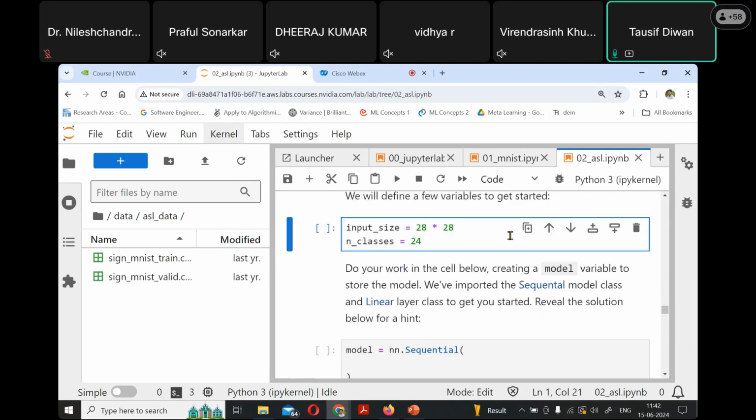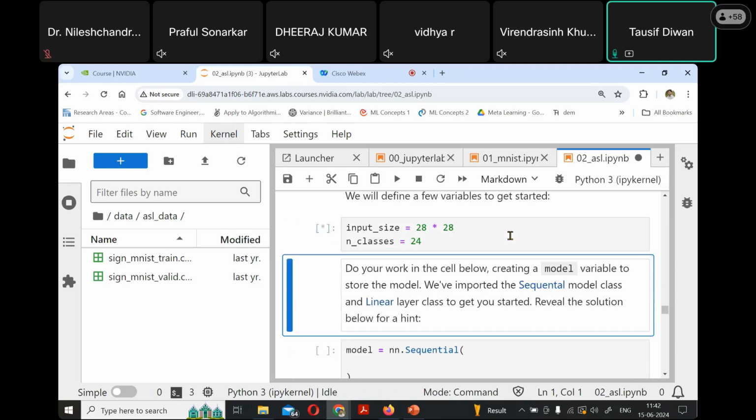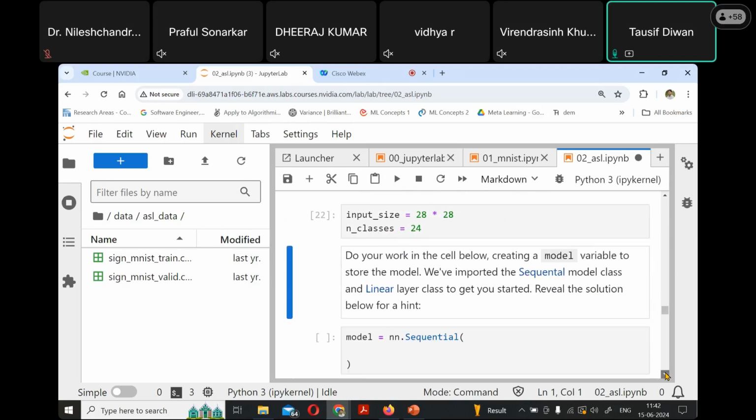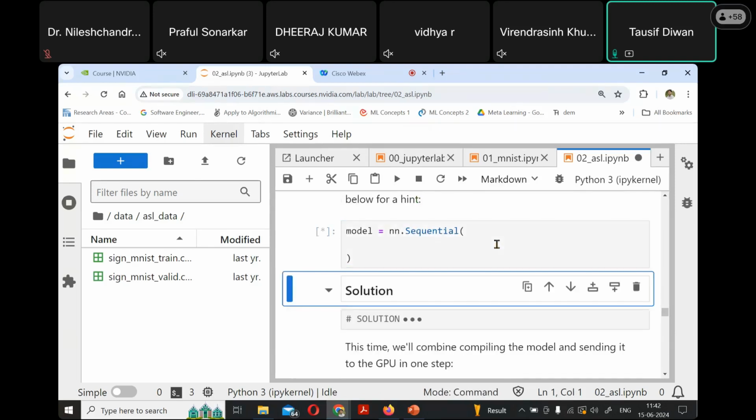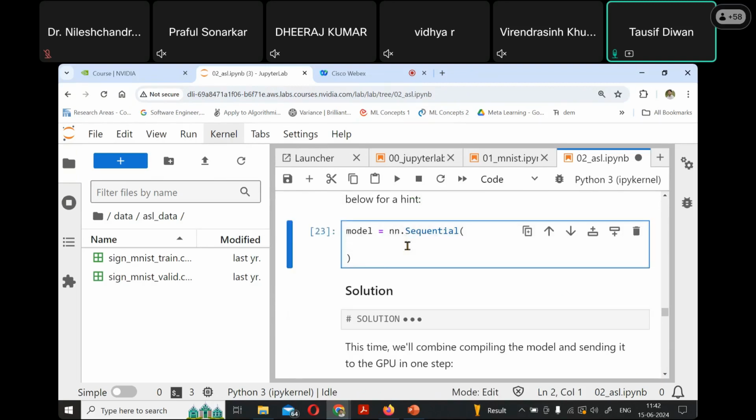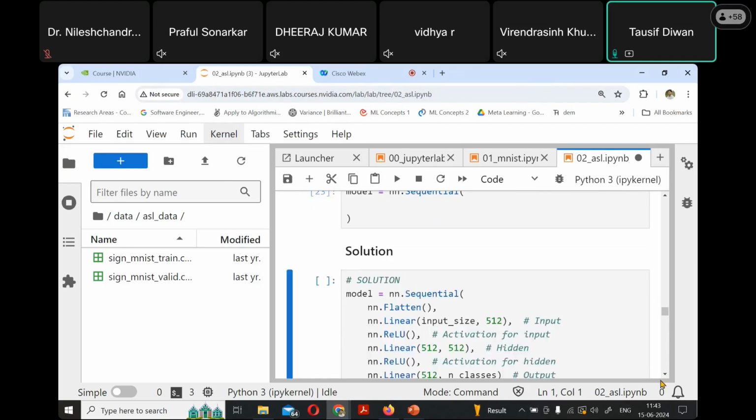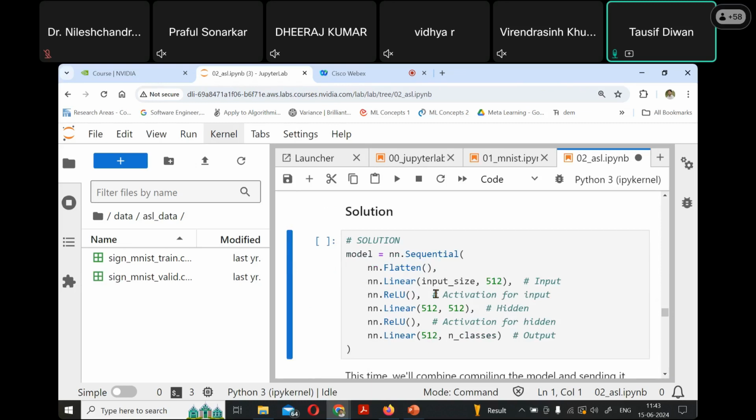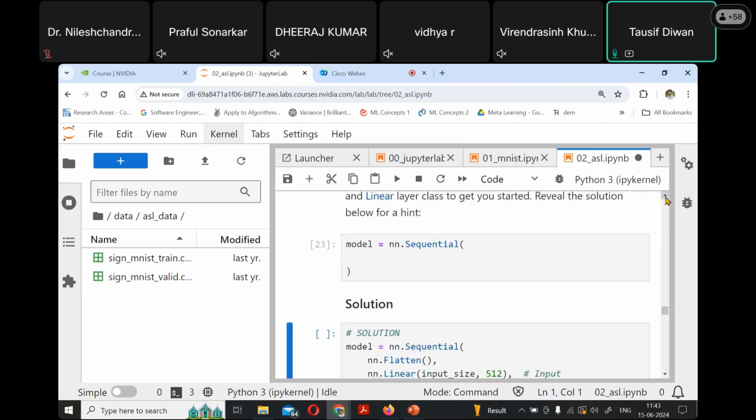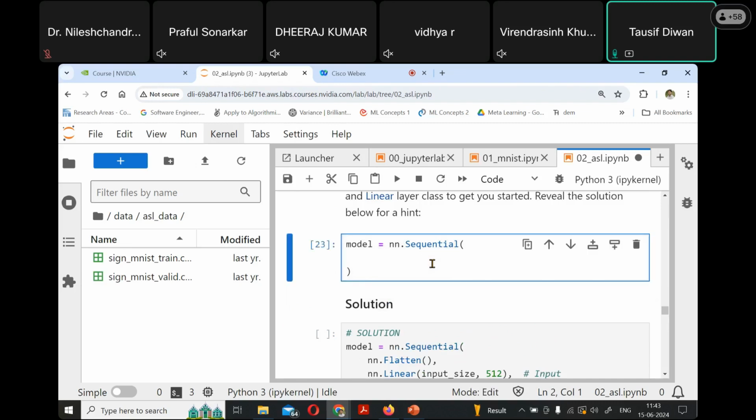Input size is 28 by 28, number of classes 24. Sequential model that we should build. See here, you can try what should be there in the sequential model. Moreover, if you are not very comfortable at this point of time, you can just click the solution. Just click on these triple dots. You will see the solution. This is what they expected you to write in this particular region.